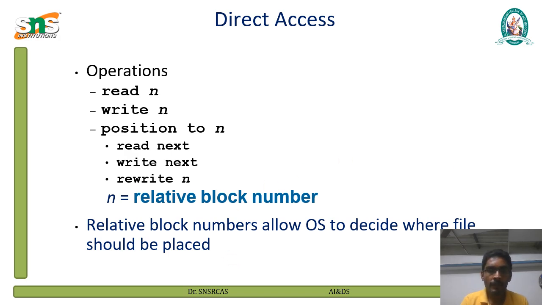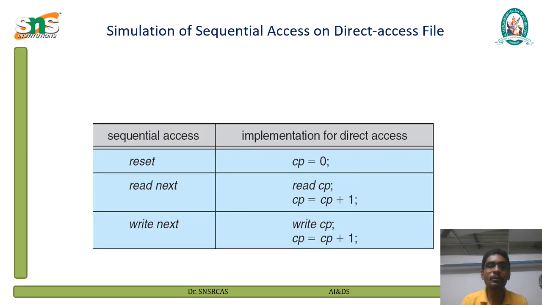And coming to the simulation of sequential access on a direct access file. For sequential access methods, in the first column you can see there are three different steps: reset, read next, and write next. In sequential access, the file pointer starts from one location, which is termed the current location, and it moves either backward or forward. If forward, the file pointer is moved one position at a time towards the end of the file, and if backward, the file cursor moves from the current position backward one at a time to the beginning of the file.